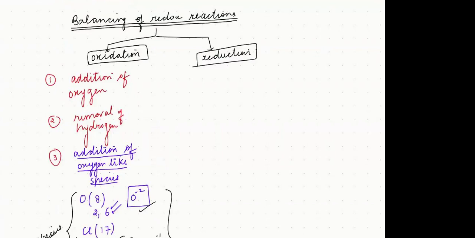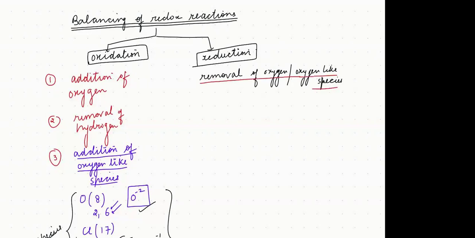Similarly, when we are talking about reduction, it would be removal of oxygen. So I would complete this definition in one line: removal of oxygen or oxygen like species. What are oxygen and oxygen like species? Oxygen and oxygen like species means anything which can remove, right? Removal of oxygen or oxygen like species, right?